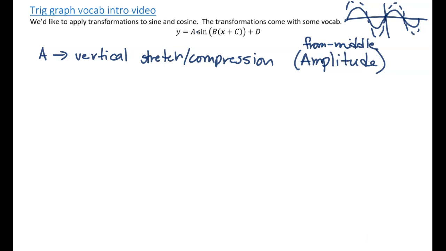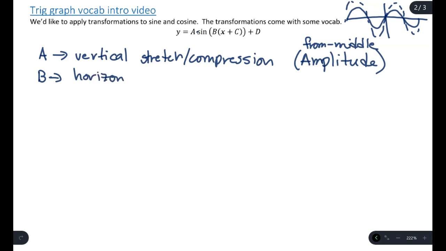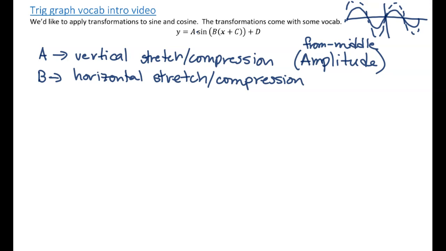Okay, B is my next one. B is horizontal stretch or compression. And this is going to be really important as well. What this is going to change is the period of your function. So this is where things start to get interesting when we break away from the unit circle a little bit. We can make a sine or cosine function that doesn't have a period of 2 pi, even though that was our starting place, was on the unit circle where you always have to go 2 pi to get around. We can do things that make us travel around the circle slower or faster is how I would think about that. And that's the horizontal stretch compression of the graph.